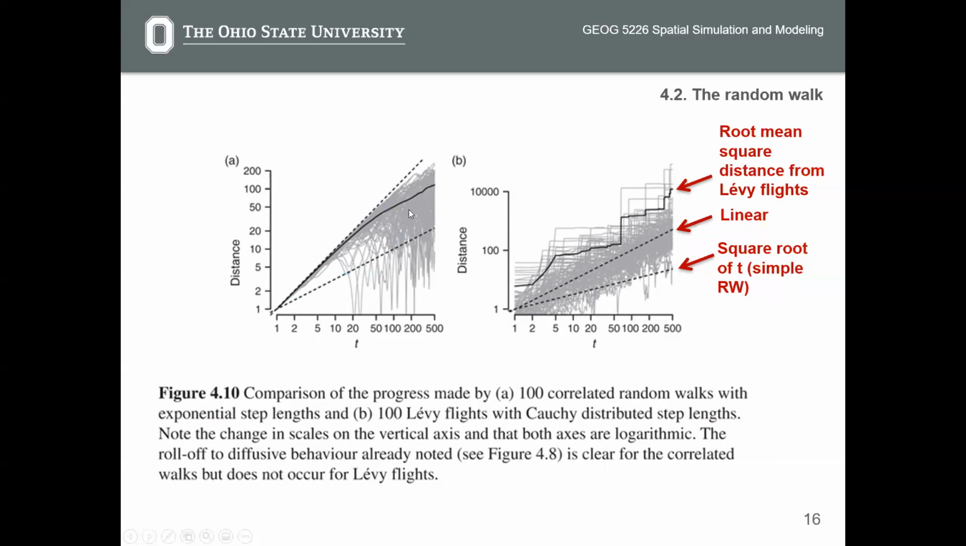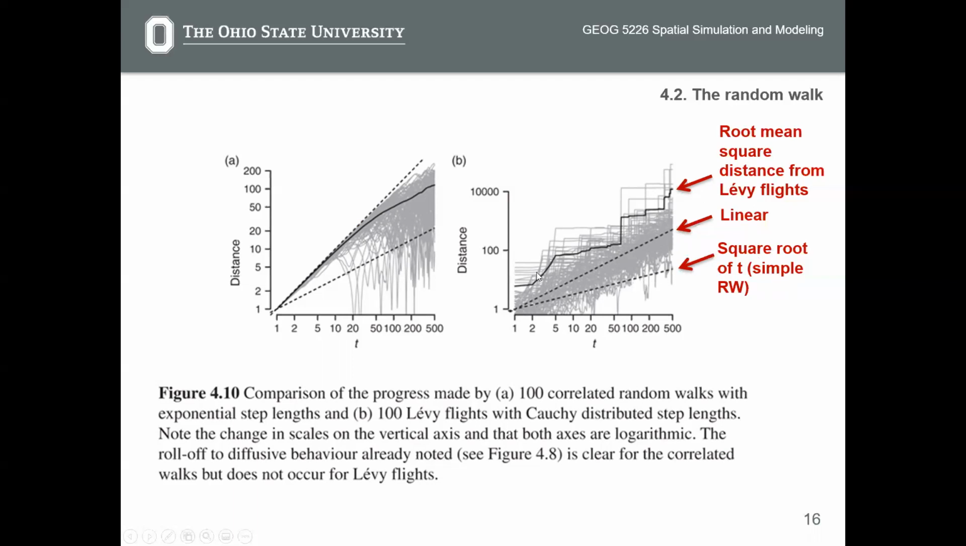And all these gray lines are the curves for correlated random walk. But on the right side, we have the curves for Levy flights: 100 Levy flights with a Cauchy distribution step length. Okay, so here we have the linear curve, which is a straight line between t and distance. That's the square root of t. This is for simple random walk.